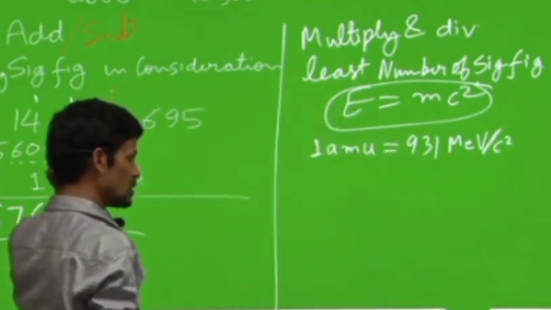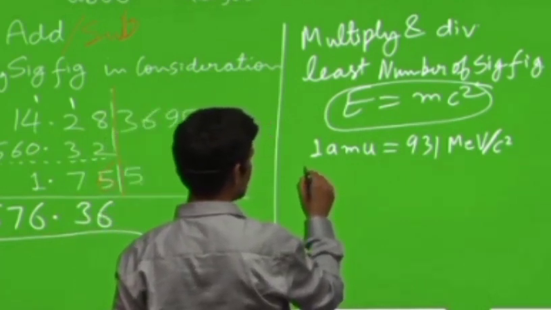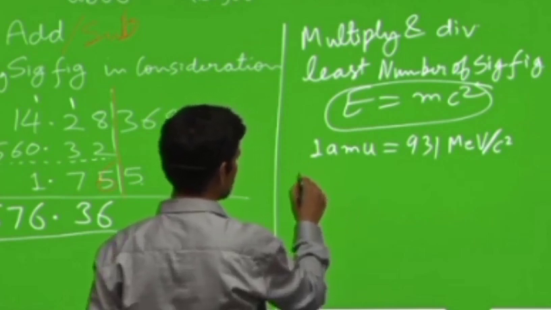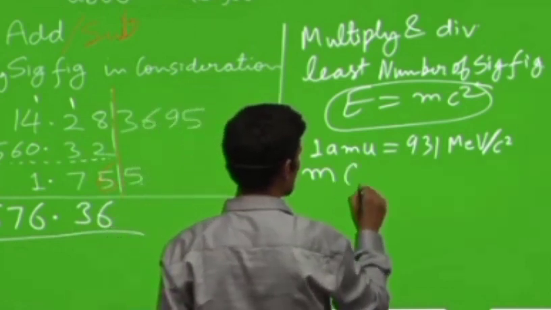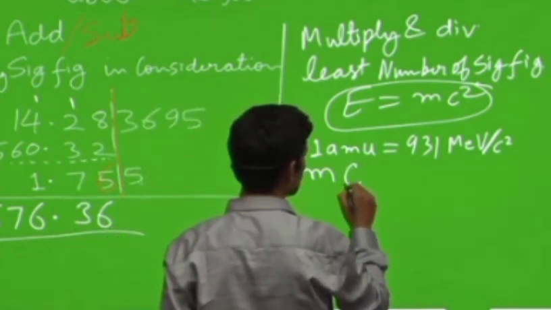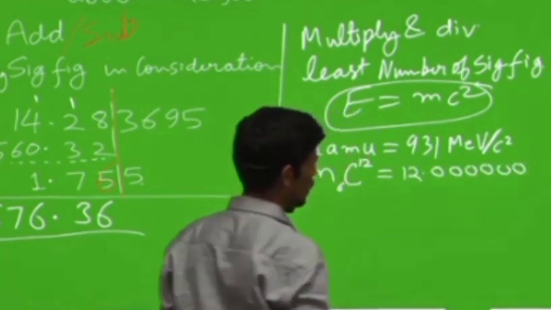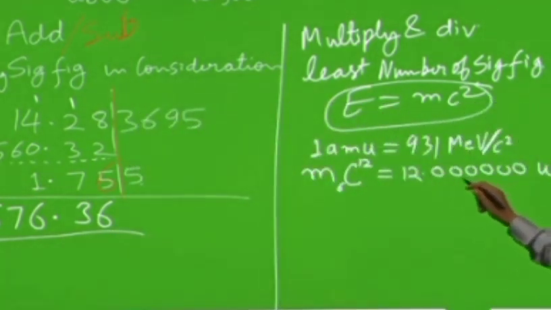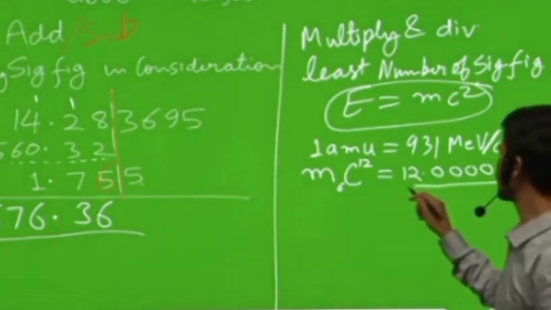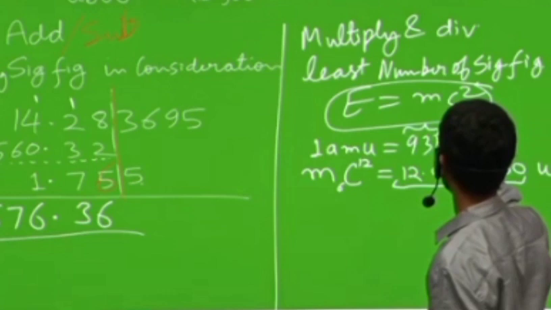So let us suppose a mass is given and I want to measure the energy. They have given us the mass of a carbon 12 nucleus, which is 12.000000. You might laugh at it, but this shows that it is resolved up to 6 decimal places. There are 8 significant figures here, and there are 3 significant figures here.